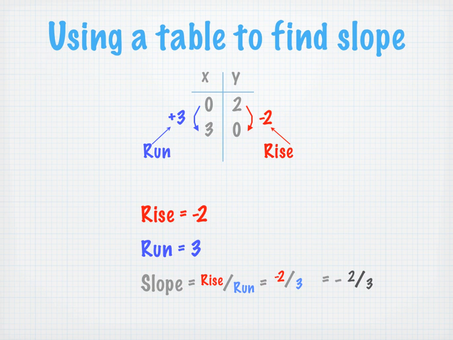So we were able to find the slope of the line without having to do any kind of drawing of the line itself. We can see that this line has a negative slope, and so it would slant downhill. If we imagine a person walking along this line, they would be heading downhill as they go from left to right.